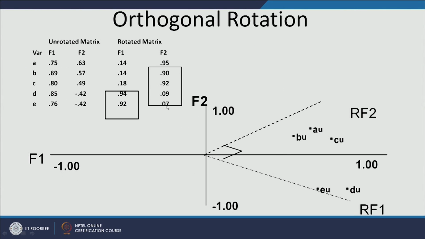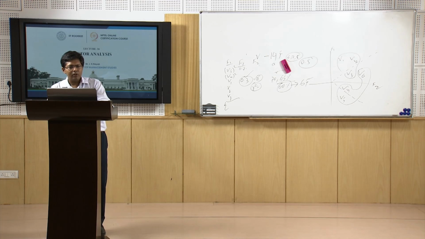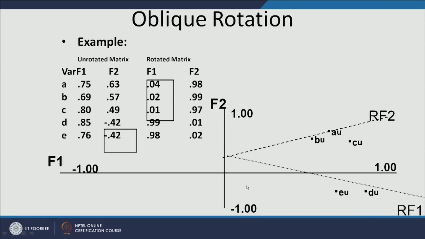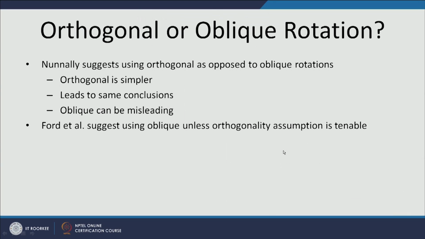Now, let us see an exact case. For example, this is an orthogonal rotation which has been done. If you see, it is basically perpendicular, and these two are at 90 degrees to each other, okay. On the other hand, this is the oblique rotation, where the angle is not 90, so it is anything less than or more than 90, okay.